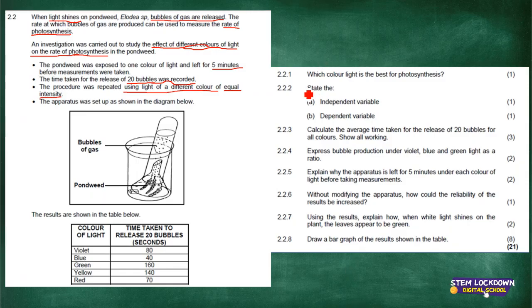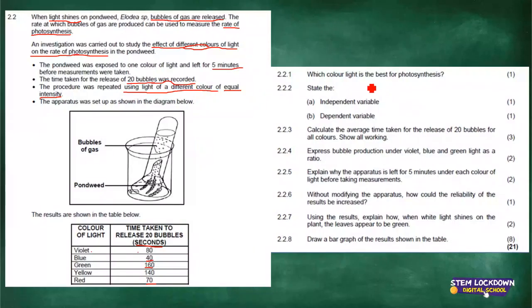Question 2.2.1 reads, which color light is the best for photosynthesis? So now we need to go back to our results table. Okay, we can see that here we have the color of light, and here we have time taken to release 20 bubbles, and the unit used is seconds. We can see that for the color violet, 80 is the time taken. For the color blue, we have 40. For the color green, we have 160. For the color yellow, we have 140. And for the color red, we have 70.